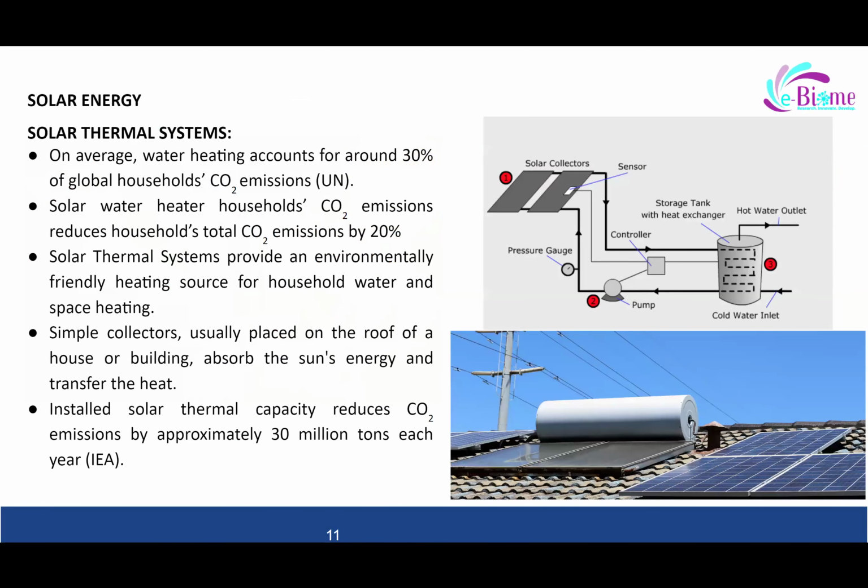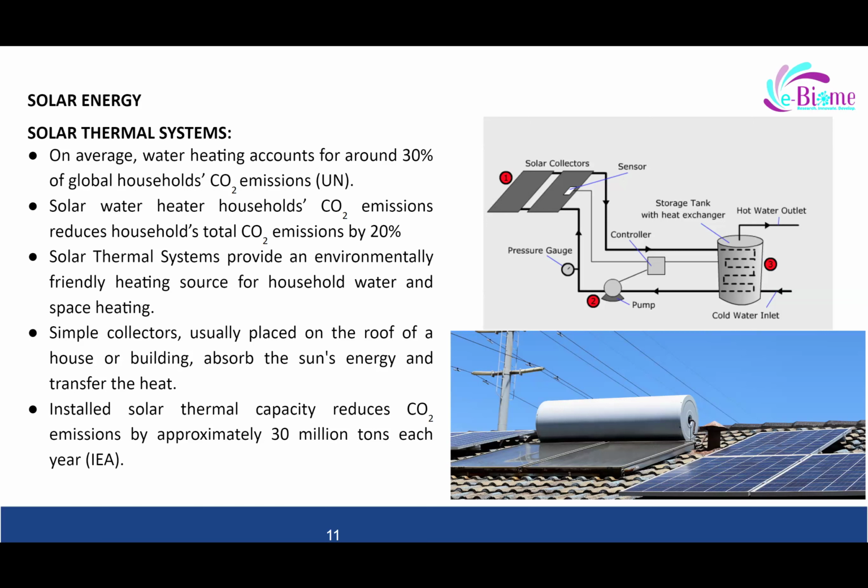So, solar thermal systems. On average, water heating accounts for around 30% of global household CO2 emissions. Solar water heaters reduce households' total CO2 emissions by 20%. And this is found in most places, especially in Africa here. It is gaining strongholds. People are now venturing into fixing it onto their rooftops for heating their water systems at home. Solar thermal systems provide an environmentally friendly heating source for household water and space heating.